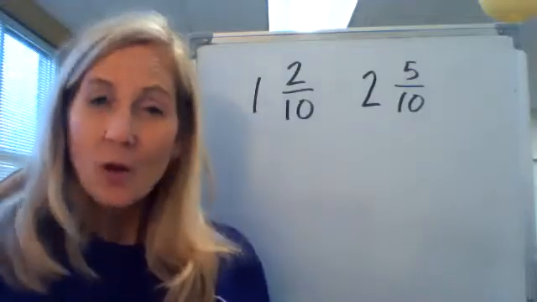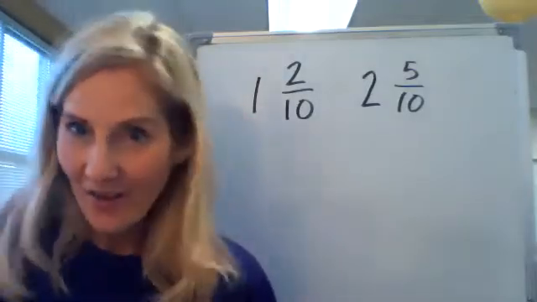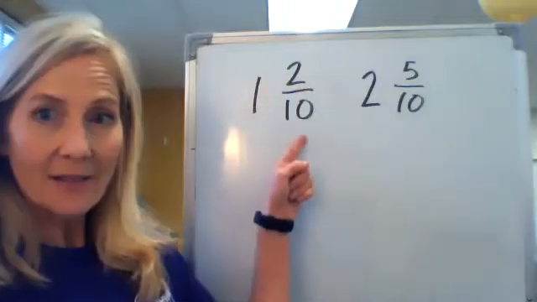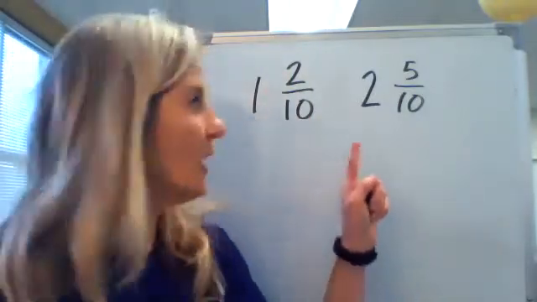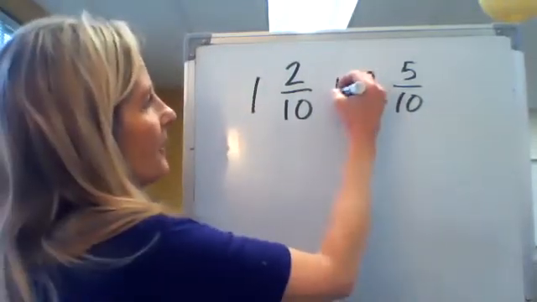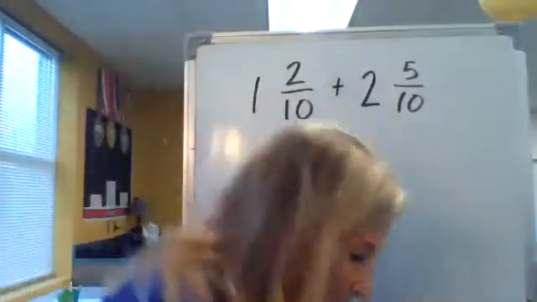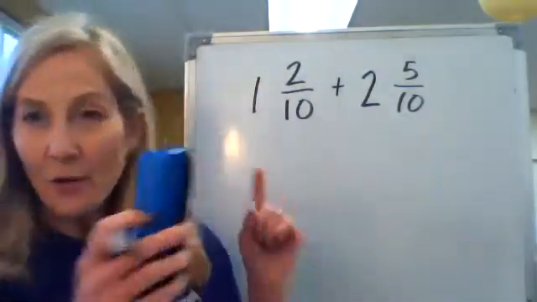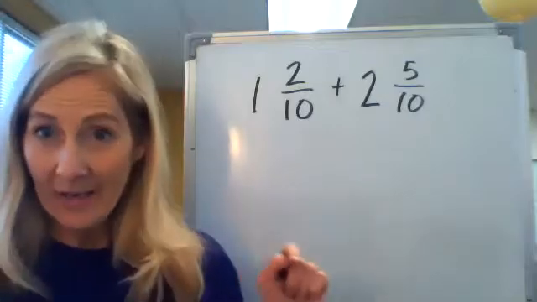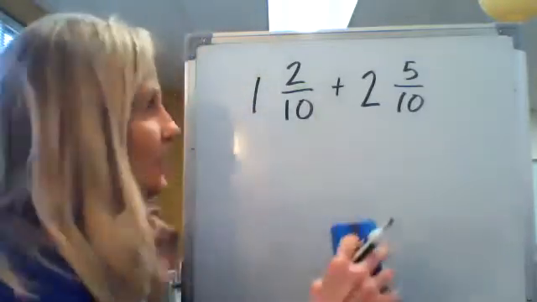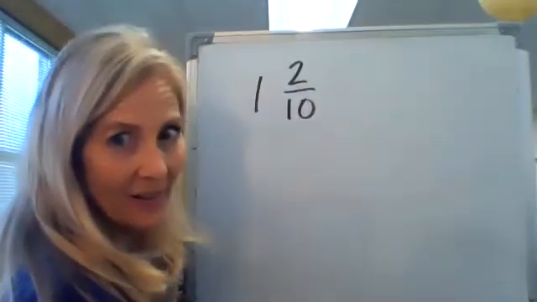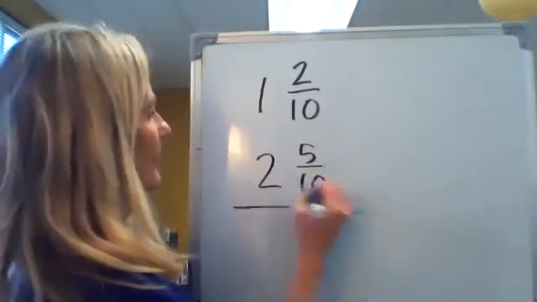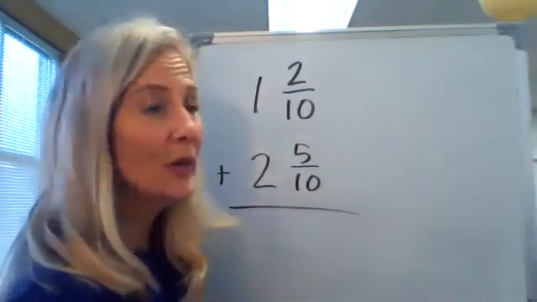All right, here we go. We want to find the sum of these two mixed numbers. 1 2/10 plus, right, the sum, 2 5/10. Now here's my secret for when you are adding or subtracting mixed numbers. The best thing you can do is rewrite it vertically, and you will begin to see why this is so helpful. Maybe not on this first one, but you will.